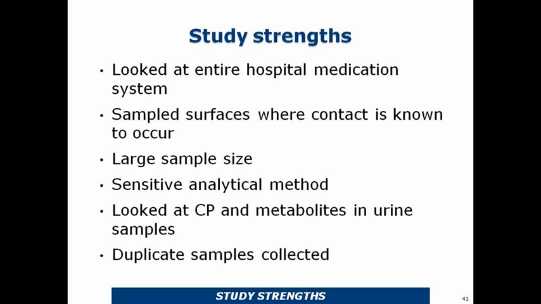We had a relatively large sample size, especially for an occupational hygiene study. We had a very decent analytical method in terms of the sensitivity. And then we also looked at cyclophosphamide plus its metabolites in urine so that we could get a better idea of the contamination levels in the urine. And then we collected duplicate samples from the workers.